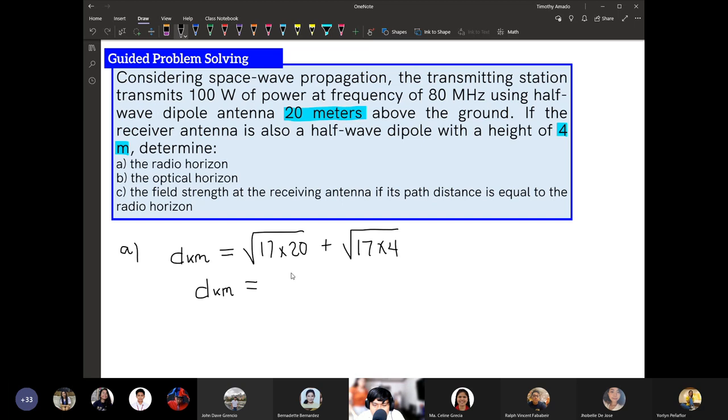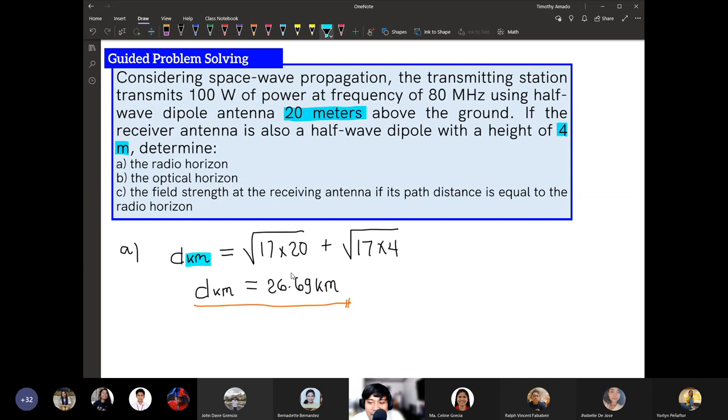Okay. So, we have 26.69. Is that correct? 26.69 kilometers. Okay? Yung mismong lalabas na sagot dyan, matik na kilometers na yun. So, ito yung purpose ng ganito sa formula. Hindi na kayo maghanap ng times 10 to the 3. Di ba usually dapat ganun para kilometer? Yan, matik kilometers na yan.